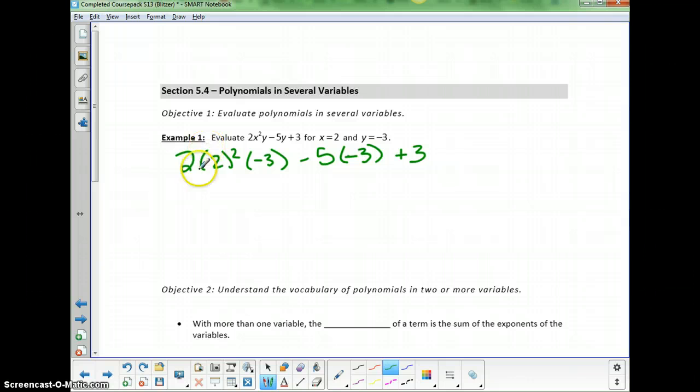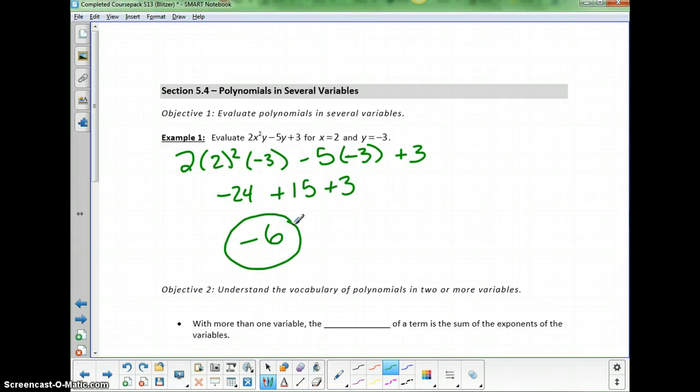2 squared is 4. 4 times 2 is 8. 8 times negative 3 is negative 24. Negative 5 times negative 3 is positive 15. Plus 3. So let's see, negative 24 plus 15 is negative 9. Plus 3 is negative 6. So my final answer on that one would be negative 6.